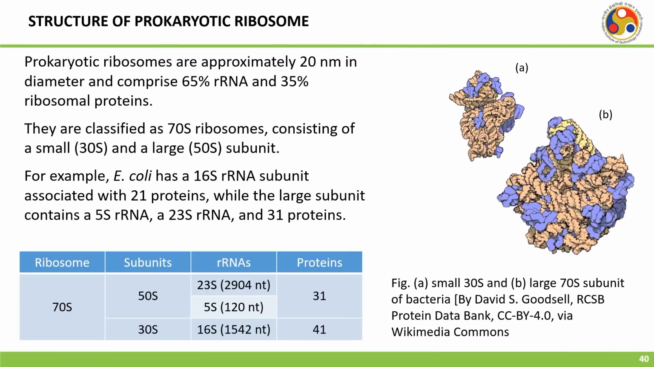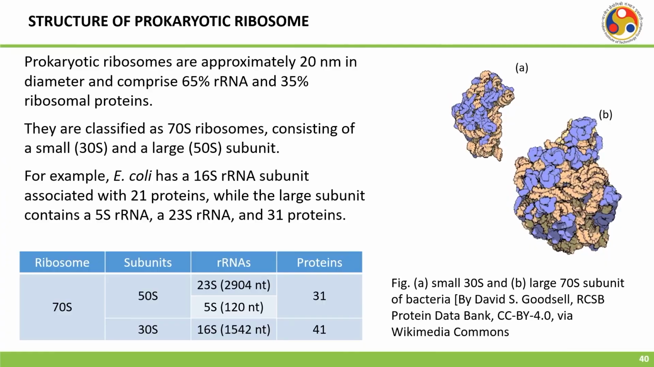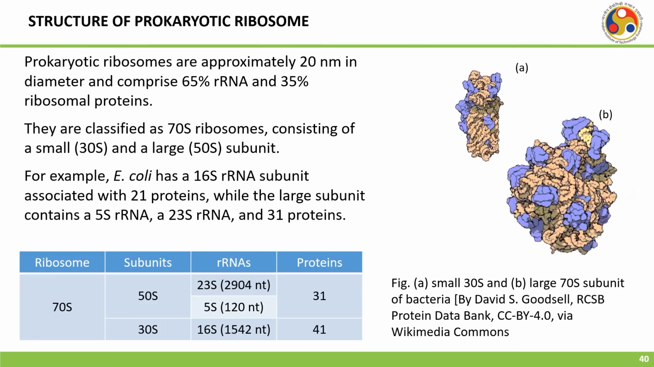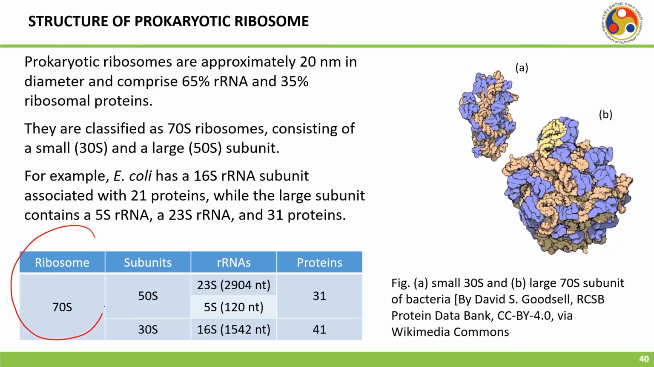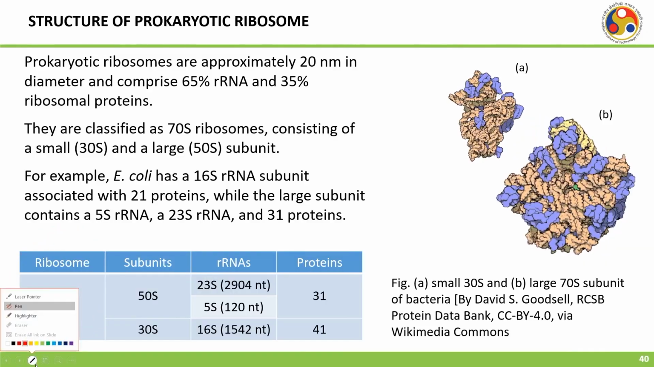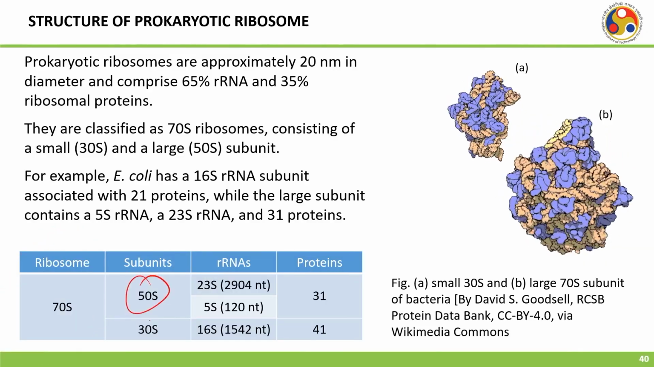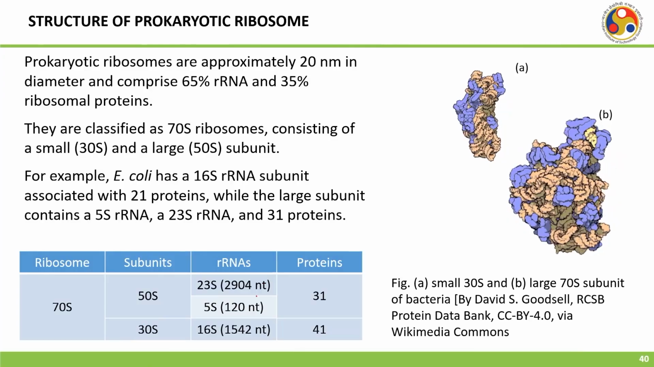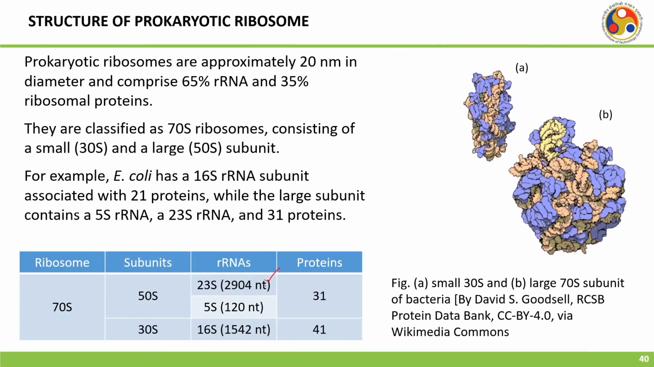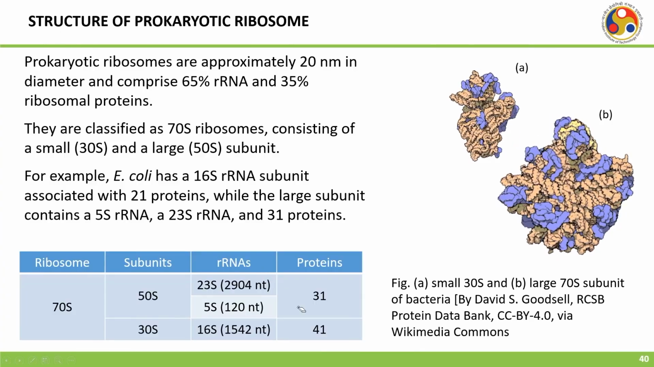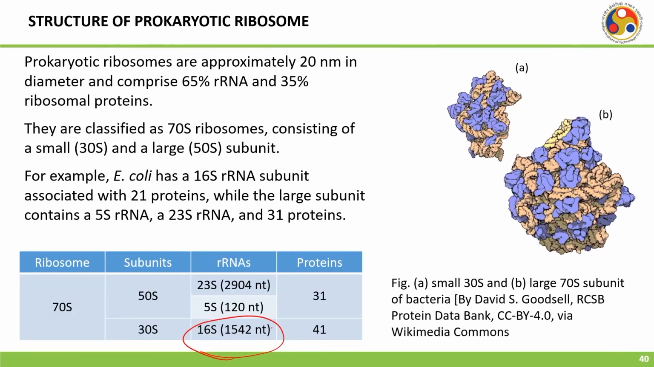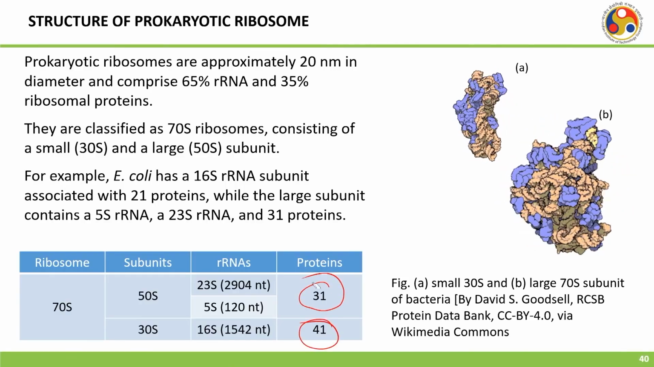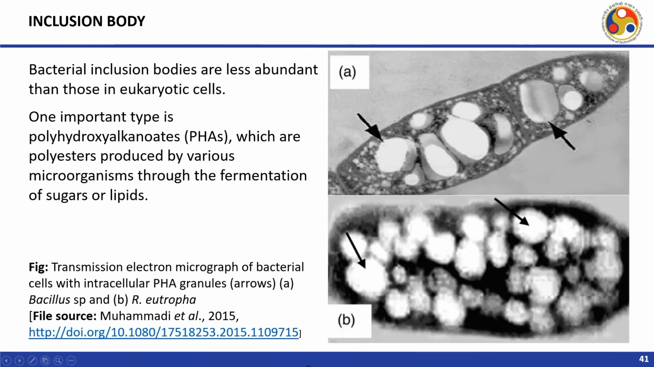For example, E. coli has a 16S rRNA subunit associated with 21 proteins, while the large subunit contains a 5S rRNA, a 23S rRNA and 31 proteins. So, this whole ribosome is of size 70S and has 2 subunits, 50S and 30S, and then you can see the rRNAs: the 23S, which is around 2904 nucleotides, the 5S, which is around 120 nucleotides, and the 16S, which is around 1542 nucleotides. The large subunit has 31 proteins and the small subunit has 21 protein molecules.